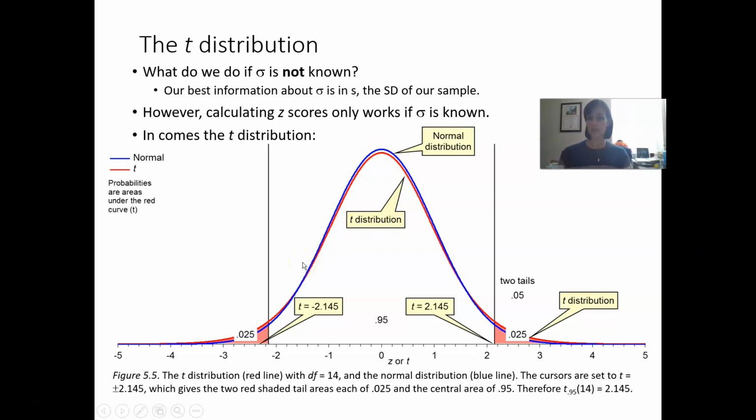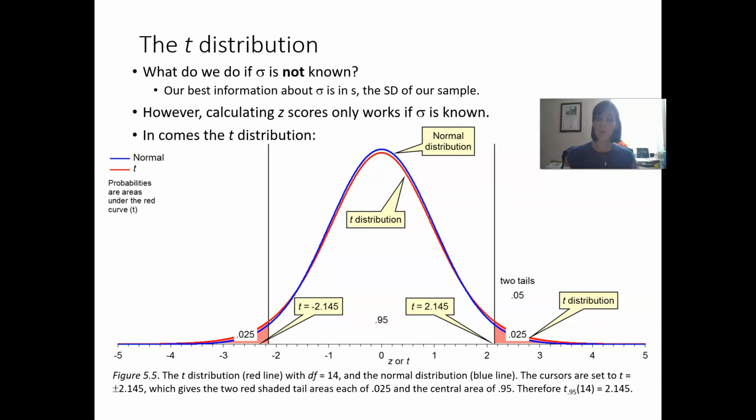And what you're going to notice is that we're going to have to calculate a different score for 95% under the curve. So this is with 14 degrees of freedom. We'll talk about what that means in a minute. And the cursors are set to t being plus or minus 2.145. This provides 95% of the data.